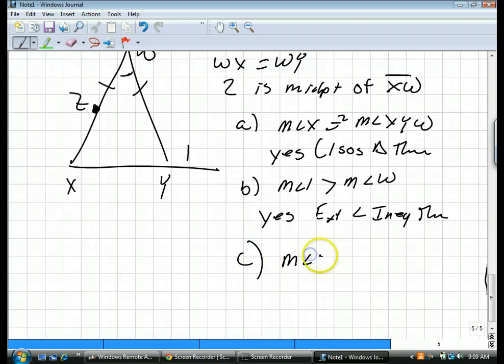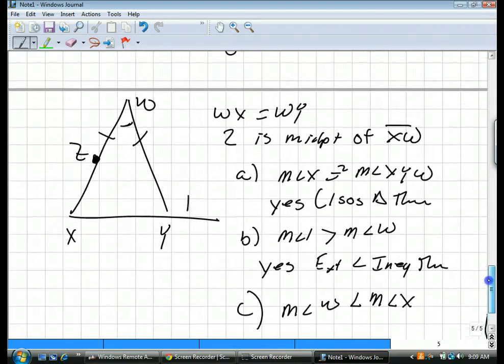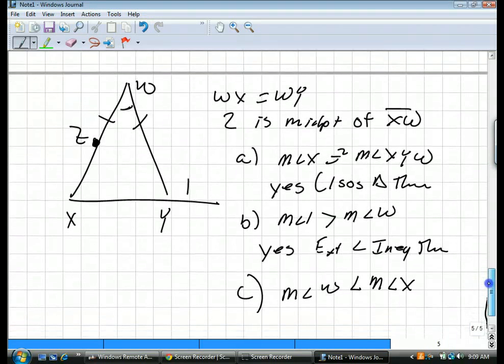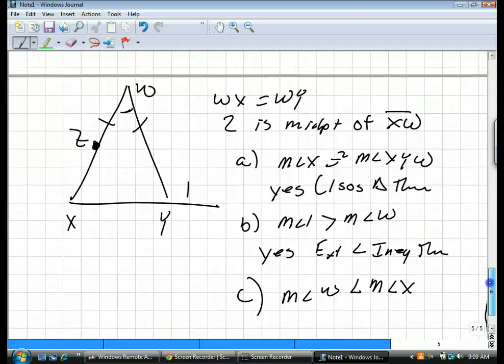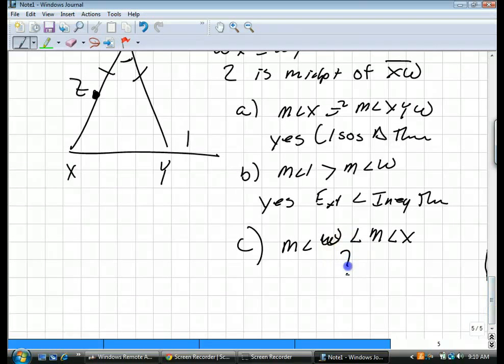Is measure of angle W less than measure of angle X? Okay. We don't know, because there's not enough information about angle X and angle W. Because this could be an equilateral triangle. So W could be equal to X, okay? Or W could be greater than X, so we don't know. So this is a question mark. We can't say that for sure.